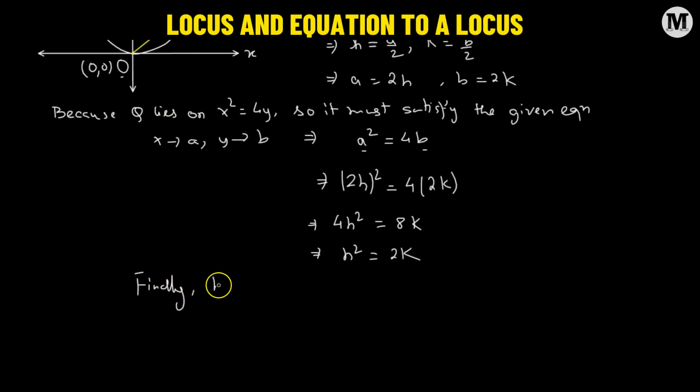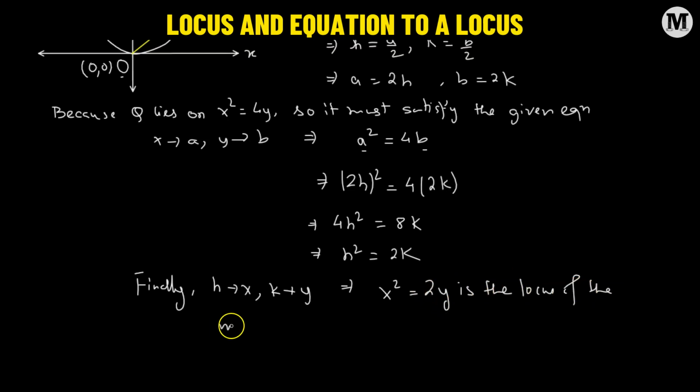Finally, because we want to obtain the locus of that point P, we replace h with x and k with y, and this gives us x squared equals 2y. So this is the locus of the midpoint of the line OQ.